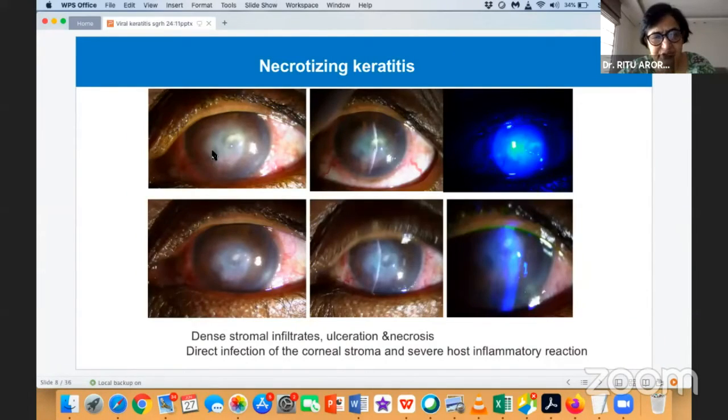This is how a necrotizing keratitis presents. You may feel as if there's a pus-like thing present in the cornea, and there is an epithelial defect. It's highly inflamed. Dense stromal infiltration is there. There's ulceration, necrosis, and this is due to direct infection of the corneal stroma with severe host inflammatory reaction. So these are the cases where primary treatment is oral antivirals.